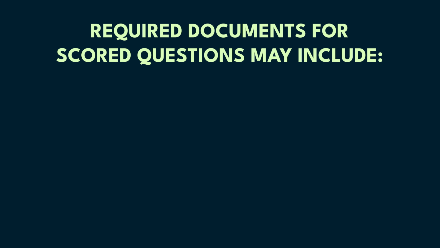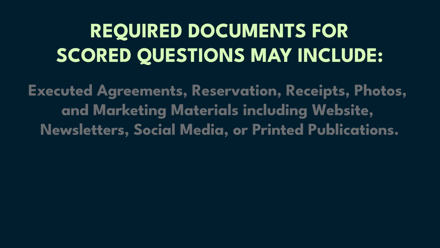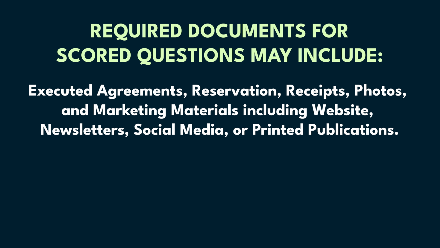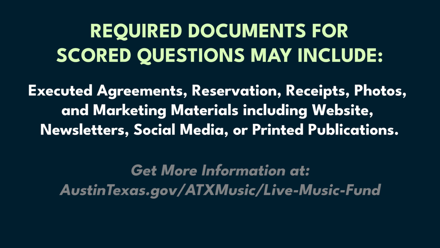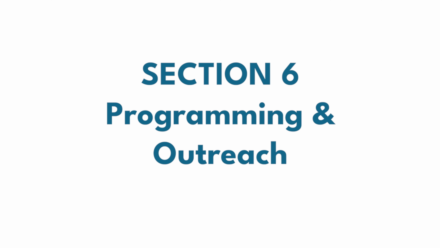For all scored questions that require document uploads, you must submit evidence for each section in order to receive points. Acceptable kinds of documentation for scored program questions include executed agreements, reservation receipts, photos, and marketing materials such as a website, newsletter, social media, or printed publications. To get more information on this topic, go to the Austin Live Music Fund website or see the last page of our application breakdown. Section 6, Programming and Outreach.